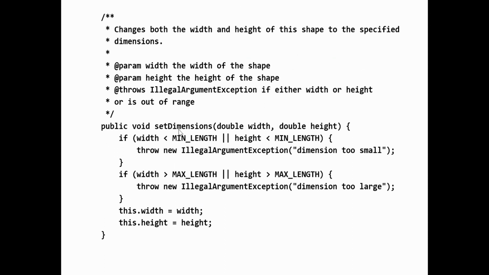And finally, we've got set dimensions, which changes the width and the height of the shape. So it takes in the width, it takes in the height. It tests if the width is less than min value or if the height is less than min value, and throws an exception if it is. It tests if the width is greater than max value or if the height is greater than max value and throws an exception if it is. Otherwise, it just sets width and height to the desired width and height.